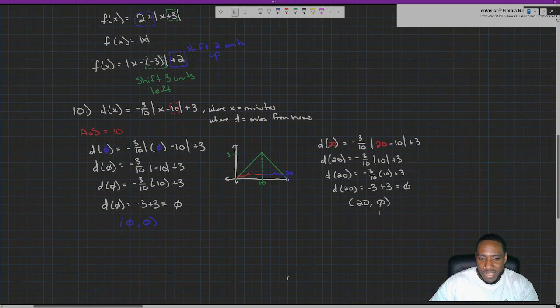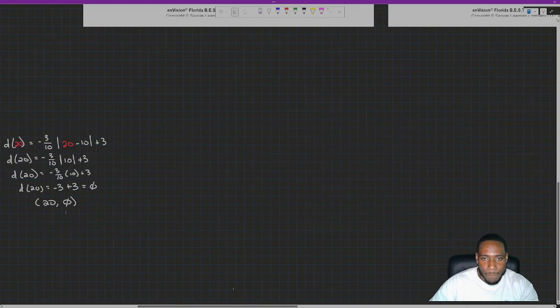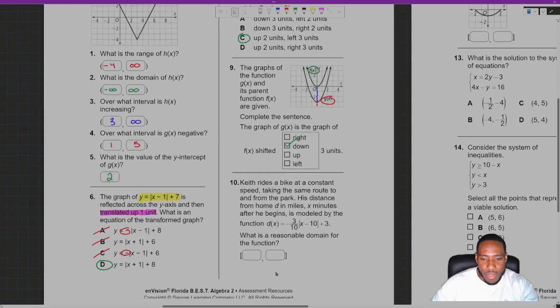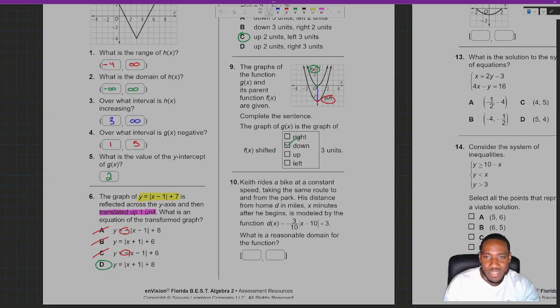And so that should tell us then that our answer for this is a start to our domain of 0, and the end of our domain is at 20.